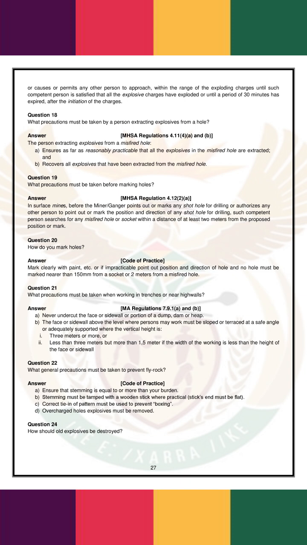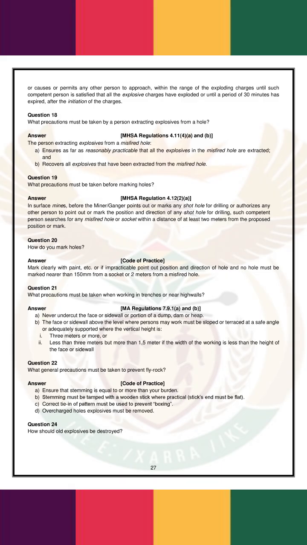Question 20. How do you mark holes? Mark clearly with paint, etc., or if impracticable, point out the position and direction of the hole. And no hole must be marked nearer than 150 millimeters from a socket, or 2 meters from a misfired hole.